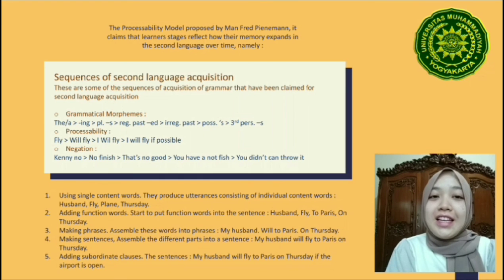And the last stage is adding subordinate clauses. Finally, the learner gains enough capacity to be able to insert subordinate clauses within the sentence, like my husband will fly to Paris on Thursday if the airport is open.